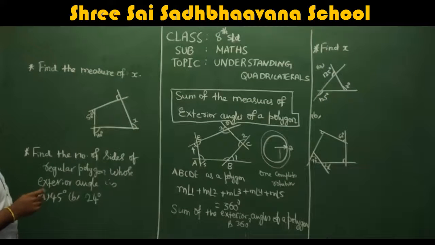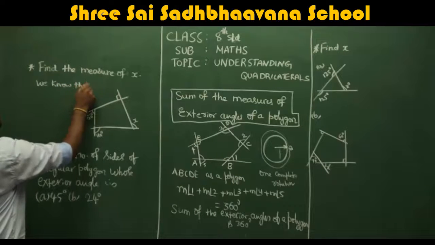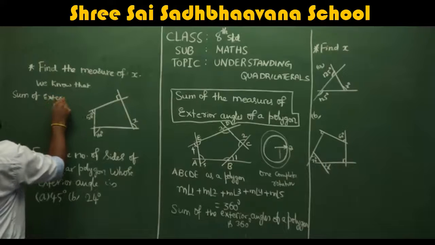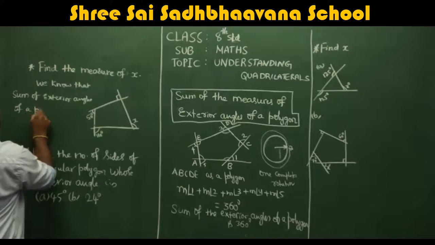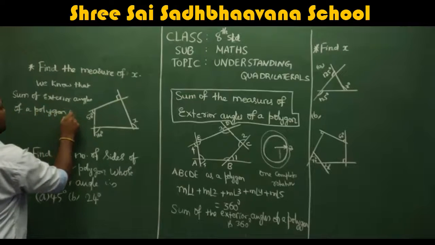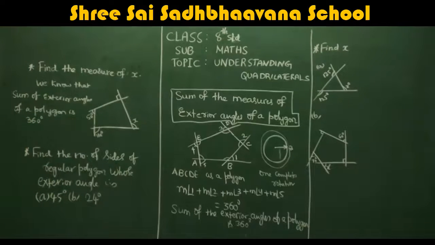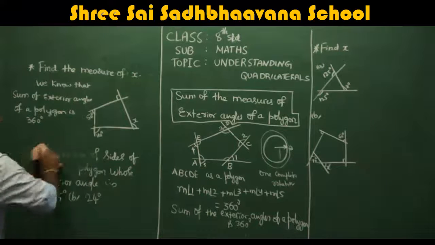In this, again we have been given 4 angles. In this polygon we have 4 angles. So you should write: we know that the sum of the exterior angles of a polygon is 360. Correct? Sum of the exterior angles of a polygon is 360. Okay. Now let me clear this, so we're not able to see it later.